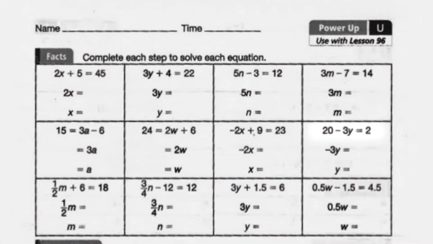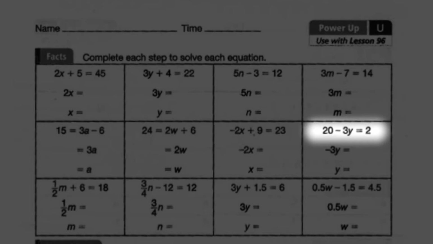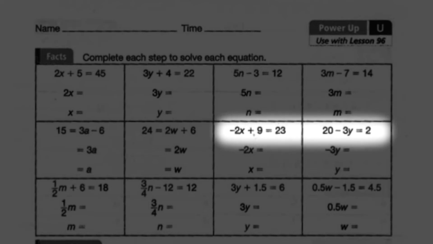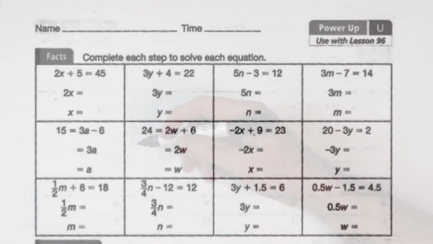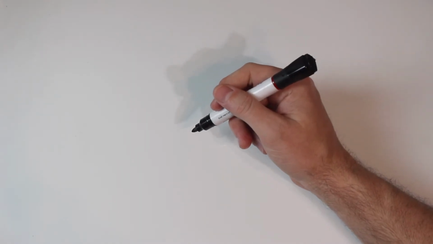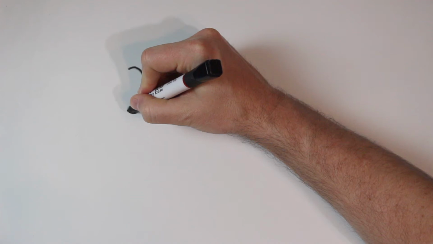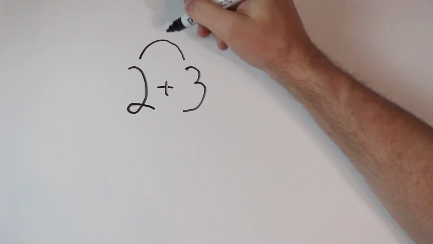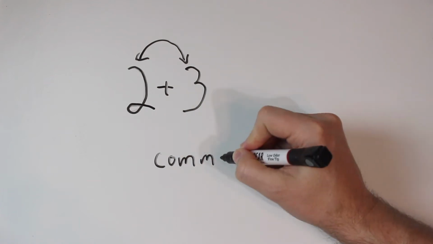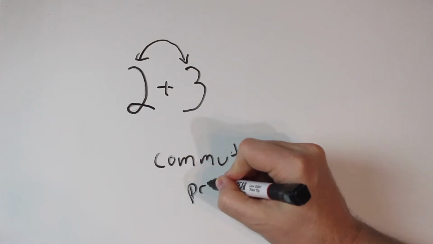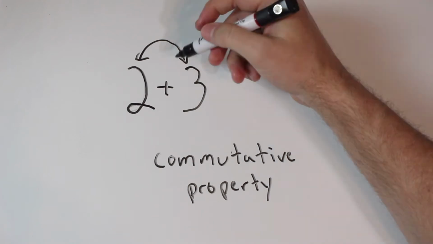Next problem. 20 minus 3y equals 2. This problem can seem very tricky when you first look at it. But I want you to notice something. How does this problem compare with the previous one we just completed? The problem is actually very similar. Remember, whenever you add two things together, you can switch them around no problem. That's the commutative property, which is a property of addition. 2 plus 3 is the same as 3 plus 2.